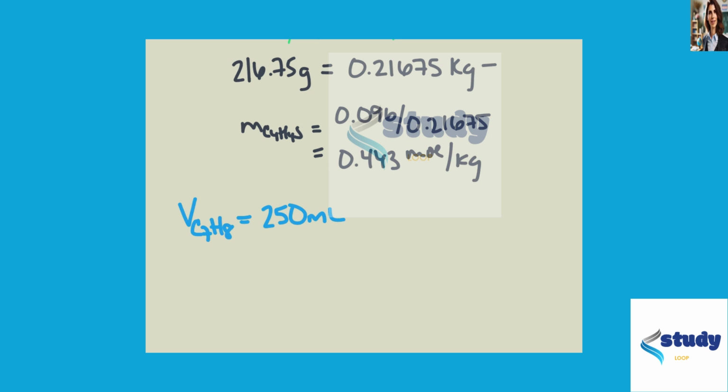So for this, we're going to again look at our density. Density is mass divided by volume. So if we rearrange that, the volume of C4H4S is going to be the mass divided by the density. So we're going to have 8.10 divided by the density, which is 1.065, which gives us 76 milliliters.